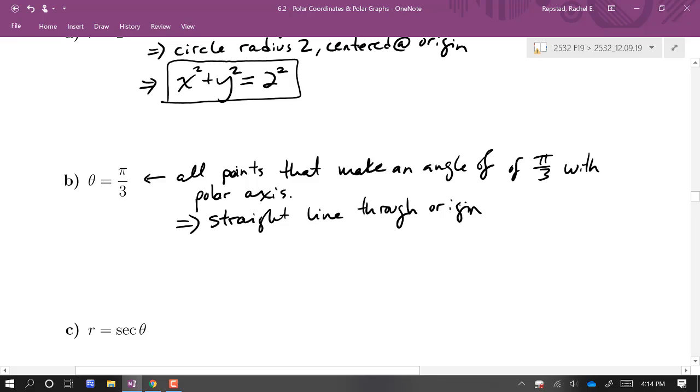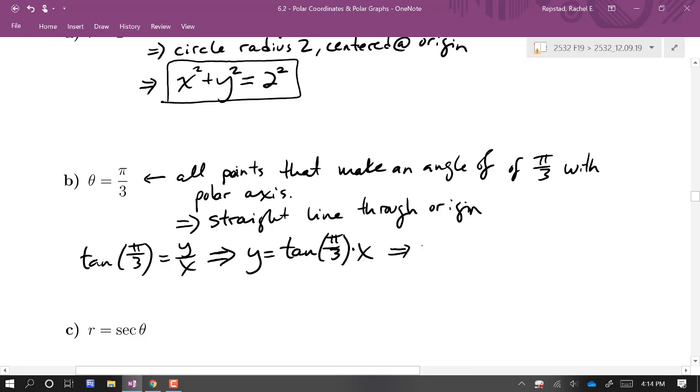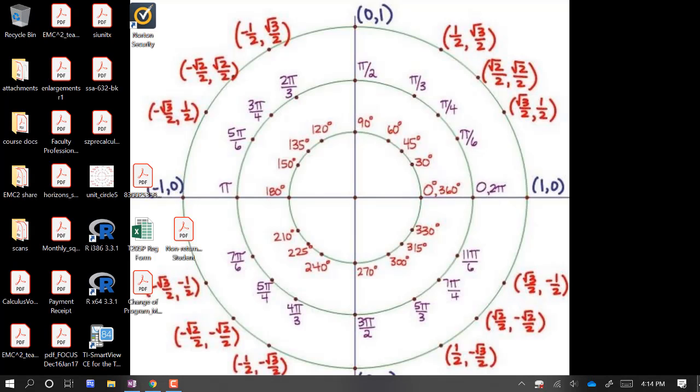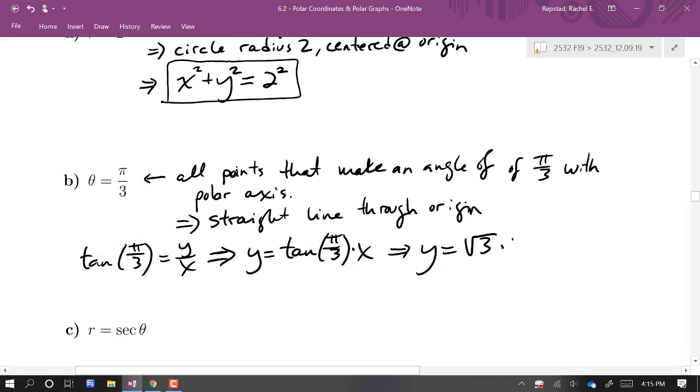So again, if you look at Theorem 37, an equation that relates the angle with the coordinates x and y is tan theta equals y over x. So tan of pi over 3 is equal to y over x. That means that y is equal to tan pi over 3 times x. What's tangent of pi over 3? It's root 3 over 2 divided by half, so that's root 3 times x. There's the equation in rectangular form.